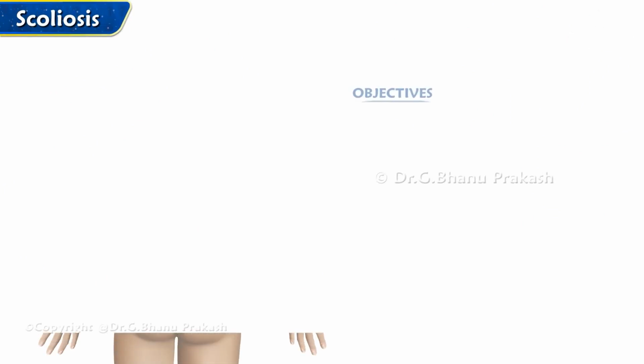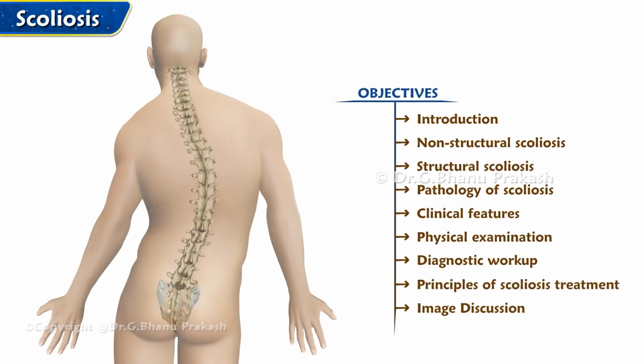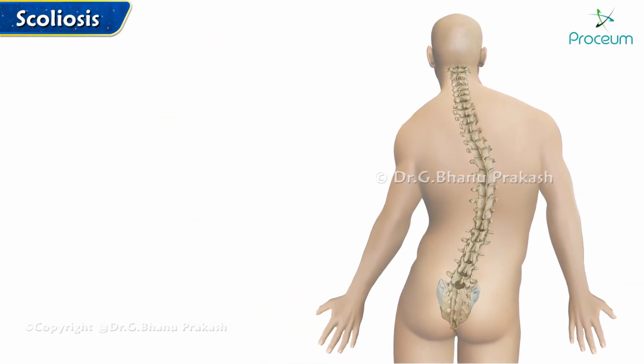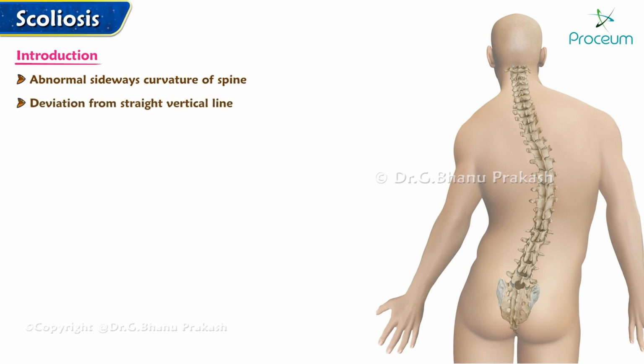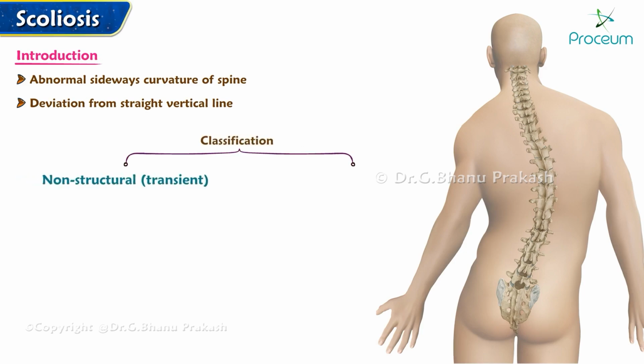Hello there, everyone. In this module, we'll be learning about scoliosis. Let's begin with a quick introduction. Scoliosis refers to the abnormal sideways curvature of the spine, manifesting as a deviation from a straight vertical line. There are two main classifications of this condition: nonstructural or transient, and structural or permanent.